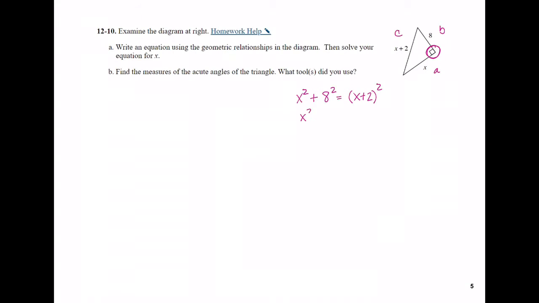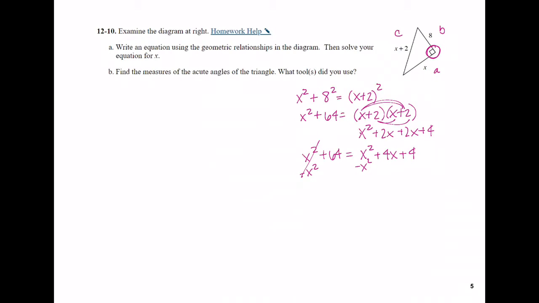Now be very careful when you are squaring the quantity of x plus 2 that you distribute it completely out so that you don't lose your center terms. So x times x is x squared, x times 2 is 2x, plus 2x plus 4. So x squared plus 4x plus 4 is equal to x squared plus 64. Subtract your x squared. Those both cancel out. 64 is equal to 4x plus 4.